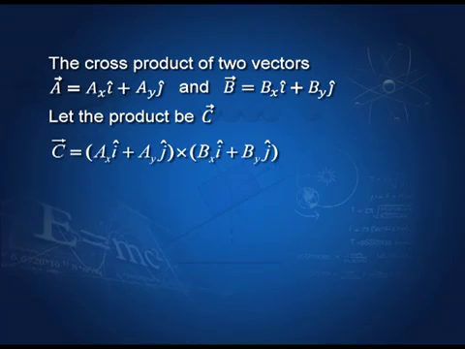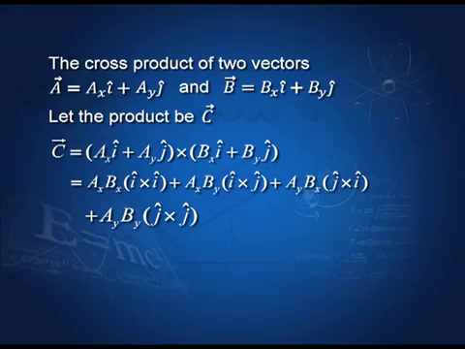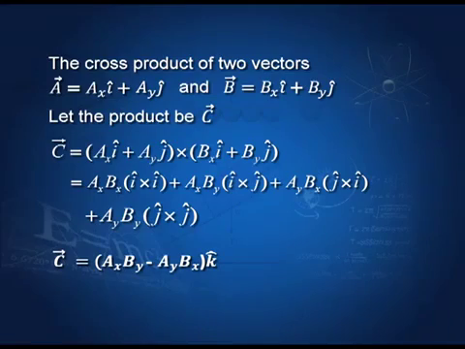So, let us see how we can write the cross product now. The cross product C is equal to a x i cap plus a y j cap cross multiplied by b x i cap plus b y j cap, and now you use the rules which I have stated just now, and therefore, you can see that vector C would be equal to a x b y minus a y b x into k cap. Why k cap? Because we know that vector a and b are in the x y plane. Therefore, cross product has to be in the z direction.